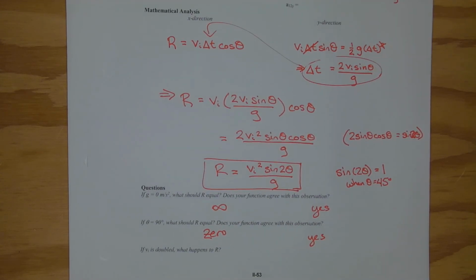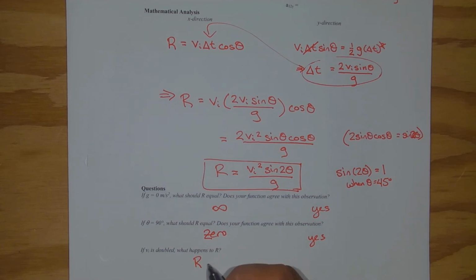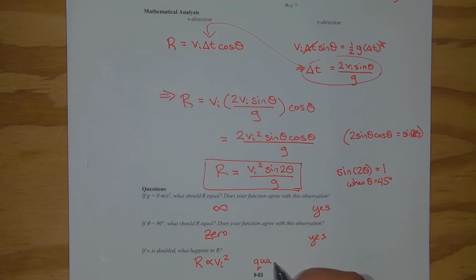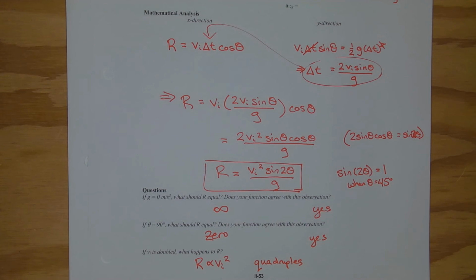If vi is doubled, what happens to R? Well, we have a vi squared here, so R is proportional to vi squared. So if you double vi, since 2 squared is equal to 4, that would be R is 4 times larger than it was before, so that quadruples what you have for R.